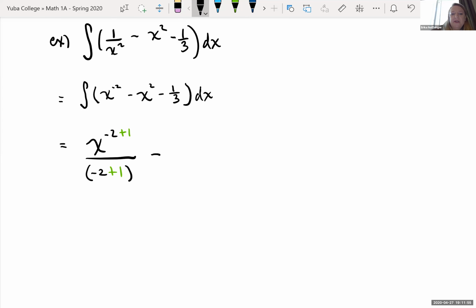Minus, so just like when we took derivatives and there were addition of terms, we could take the derivative of each term and then sum it. Antiderivative, same thing. We can take the antiderivative of each term. So we're taking the antiderivative now of x squared. The antiderivative says add 1 to your exponent and divide by your new exponent.